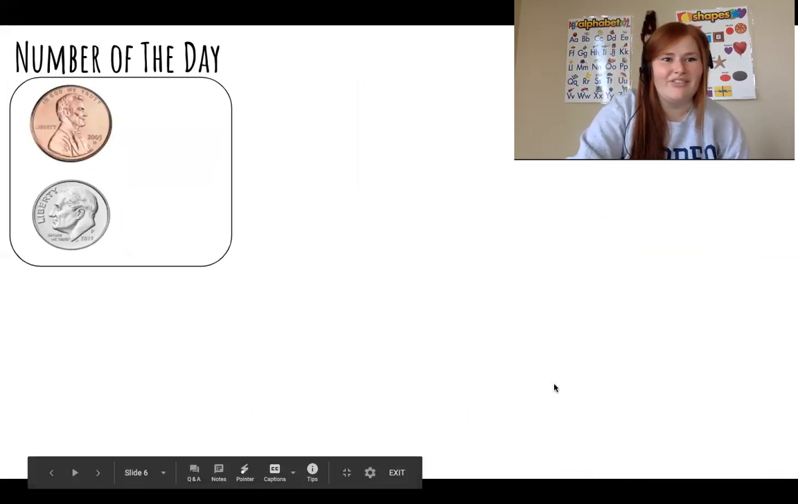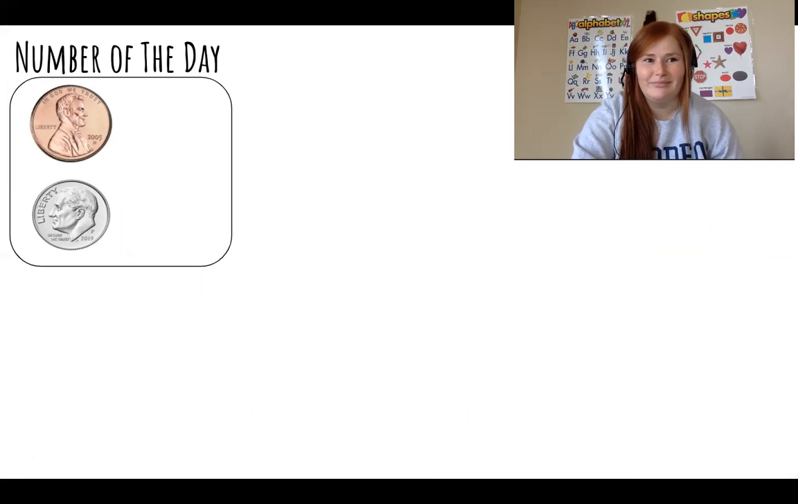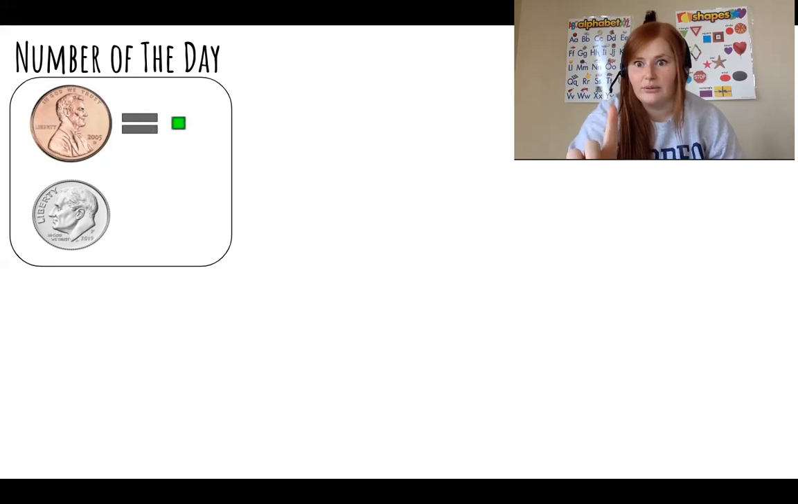All right, number of the day. Can anyone spy the penny? Point to the penny on your screen. If you pointed to that copper coin on top that's a little larger than the silver one, you are correct. Remember, a penny is the same as an extra one. We just count it as a one. Now, that leaves us with the silver coin. Do you remember what that silver coin is called? It's called a dime. And a dime is different than a penny. A dime is the same as a group of 10.